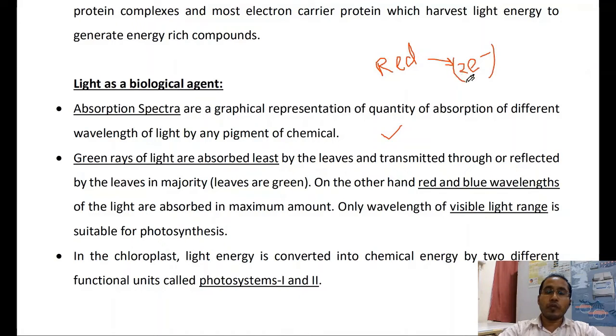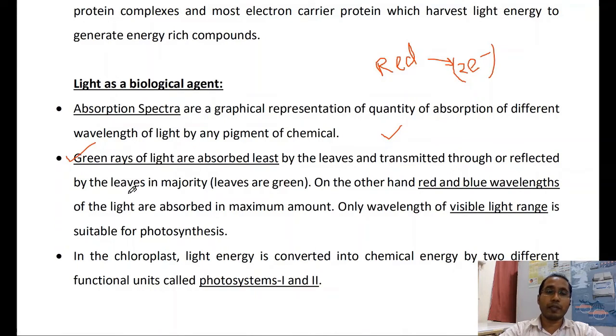so the whole photolysis events as well as the electron transport chain are carried out by the passing and excitation of this electron. All the things are under this category. Green rays of the light are absorbed least. Just see here, green rays are the least and red will be the highest.